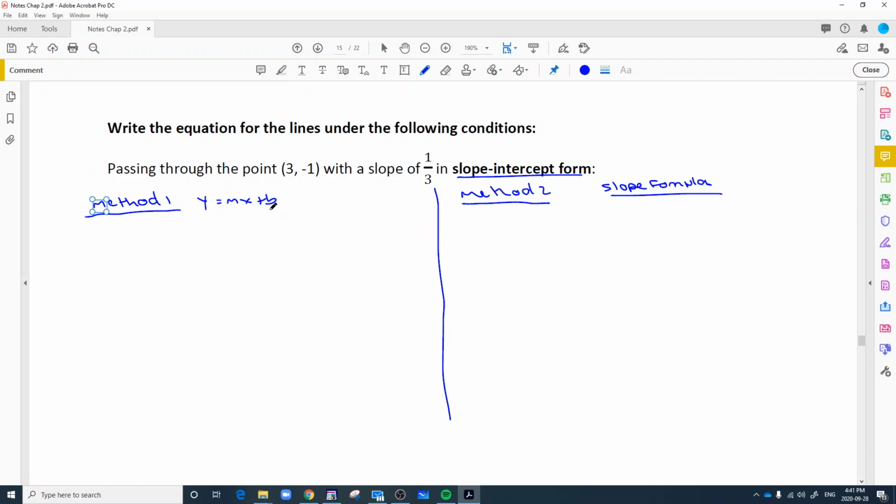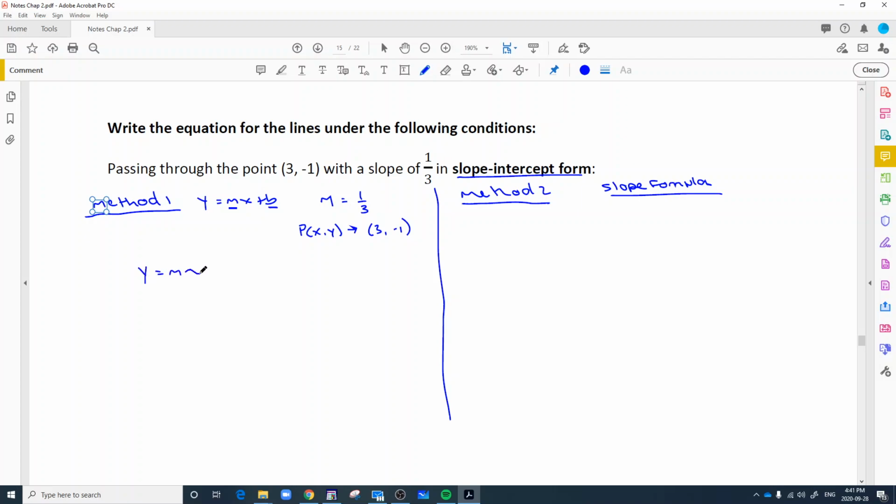So let's go through and show how these methods work. Method 1, you want to use y equals mx plus b to find the equation of your line. And so we need to find out what m is and what b is. Well, they're giving you m. They're giving you the slope is 1/3, but they're not giving you b. Instead, they're giving you a point, (x, y). That point, (x, y), is (3, -1). We're going to use this information to solve for b.